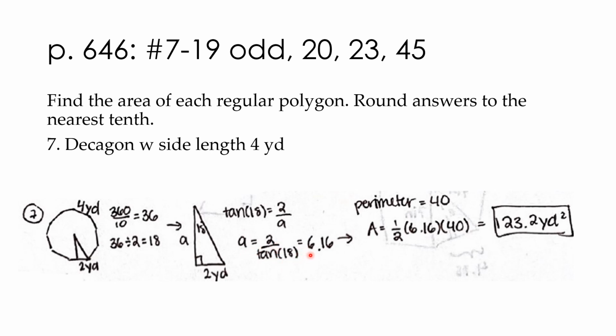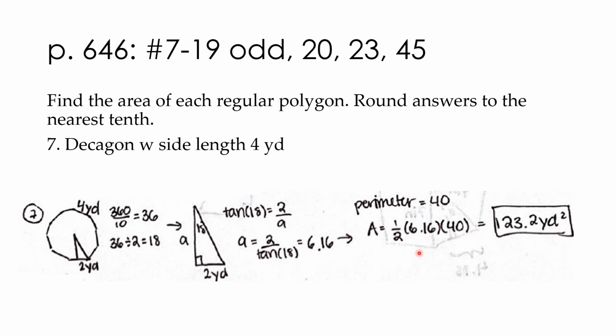I get in my calculator approximately 6.16. And then my perimeter is going to be 40, right? Since my decagon has a side length of 4 yards, multiply that by 10. My total perimeter is 40. By the way, a lot of people miss this step and try to just use 4, in which case your answer is going to look different from mine. So the area should be 1/2 of 6.16 times 40, which gives you 123.2 yards squared.